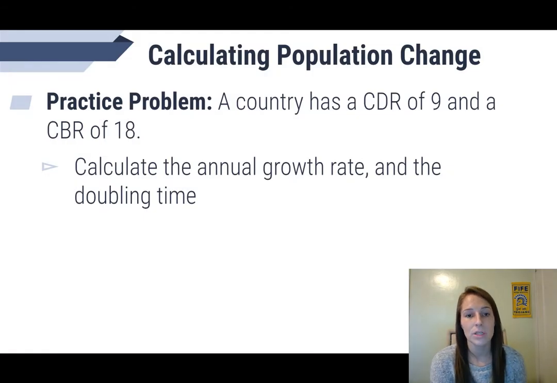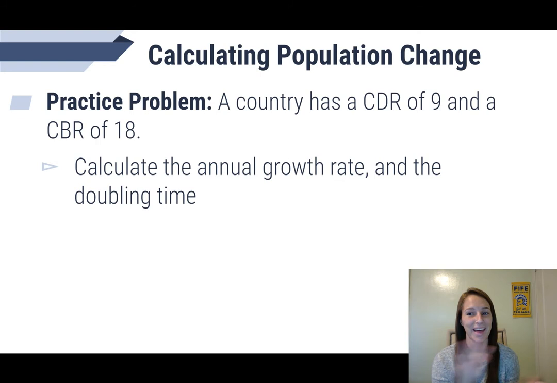So what I'm going to have you do is calculate with a practice problem. If a country has a crude death rate of 9 and a crude birth rate of 18, I want you to first calculate the annual growth rate and then calculate the doubling time. So I'm going to have you pause the video here and calculate this, and then we will be able to unpause it so that I can give you the answer.